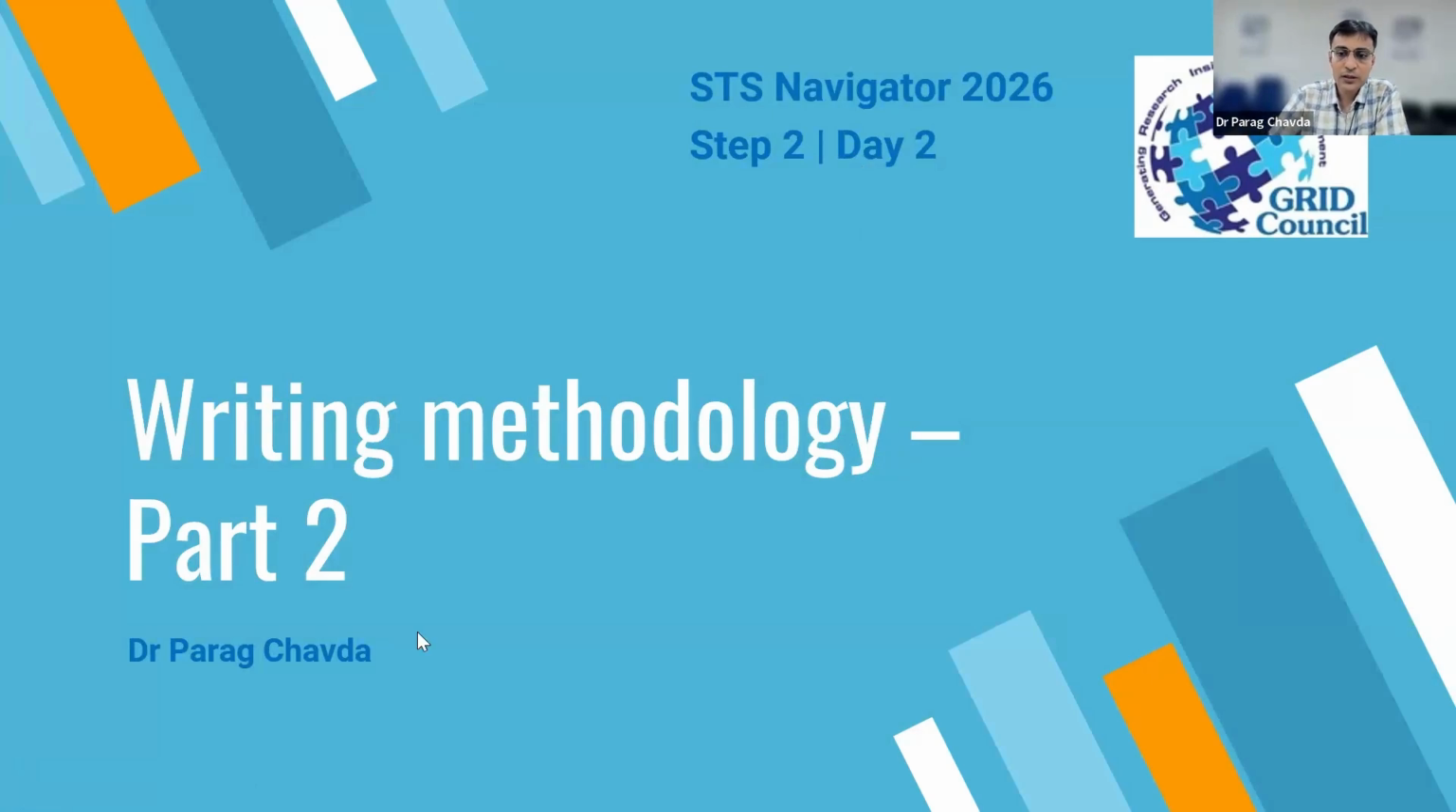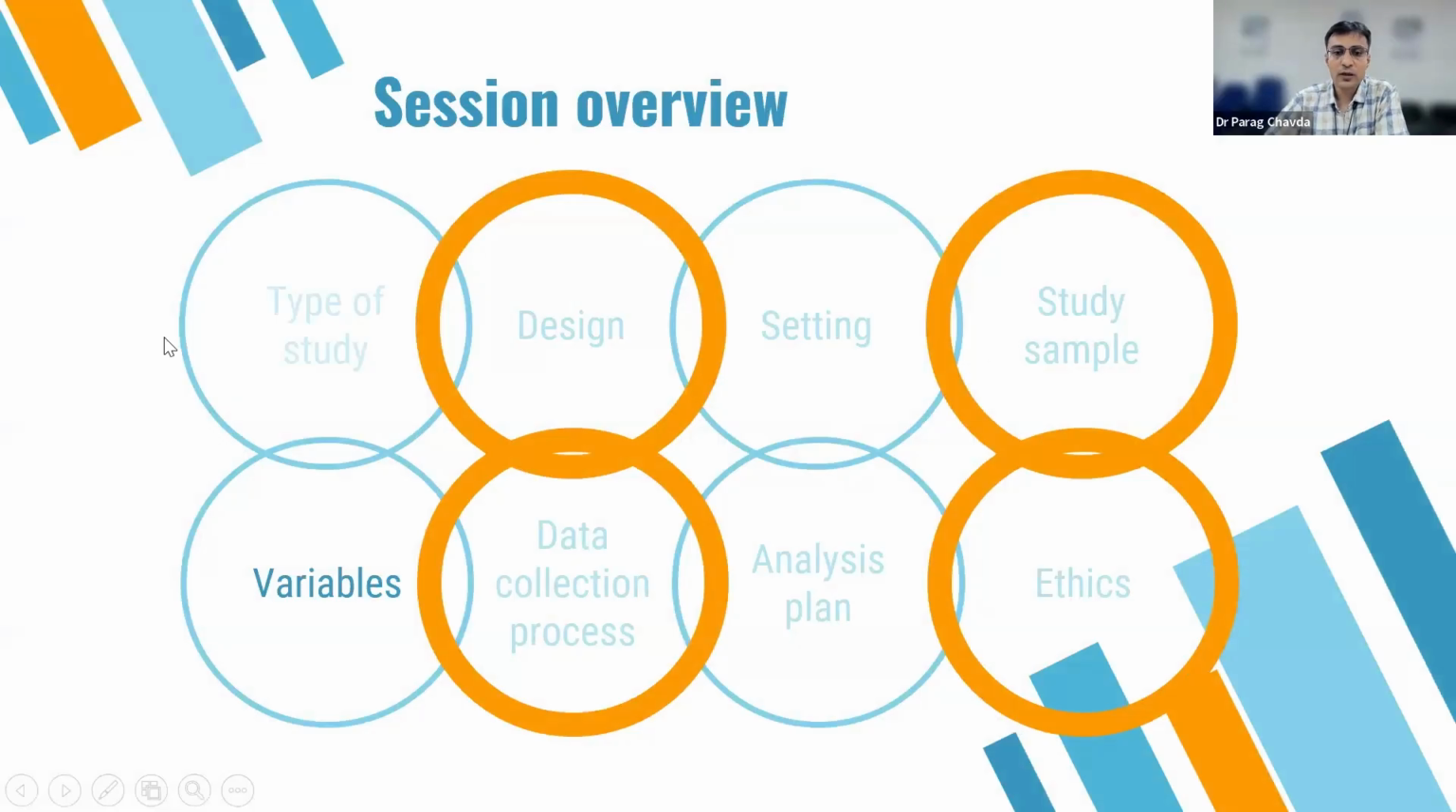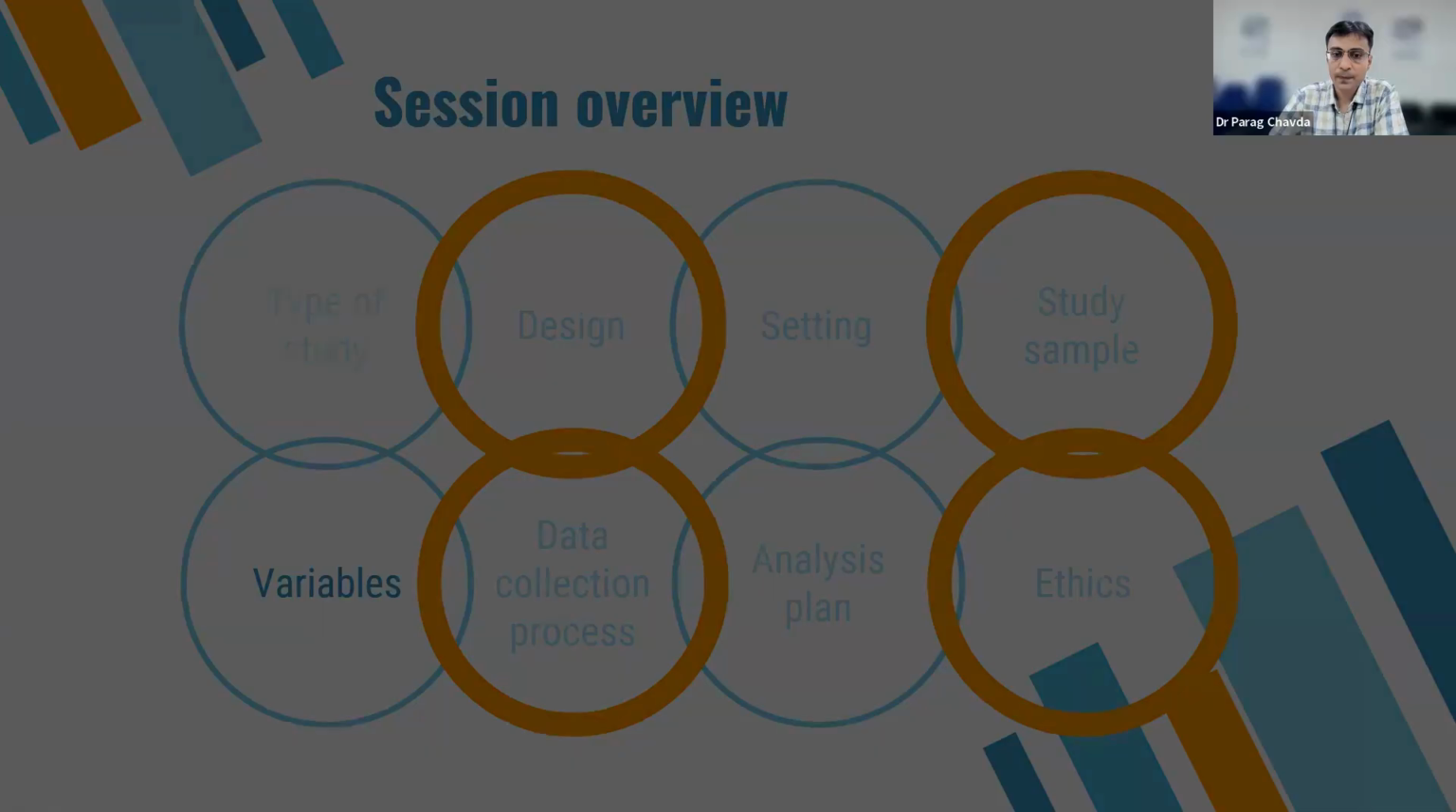of writing methodology. The four parts we covered yesterday: type of study, design, study setting, and study sample. Today we are going to talk in detail about study variables and data collection process. So let's go into detail of how do we describe study variables.